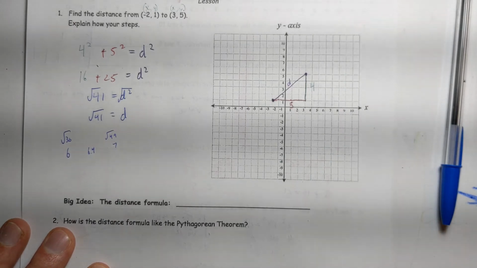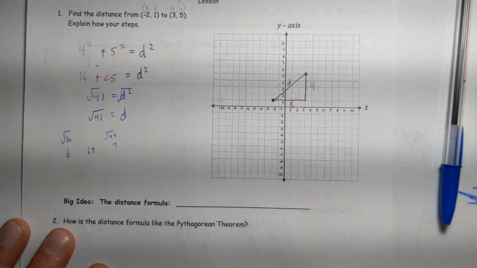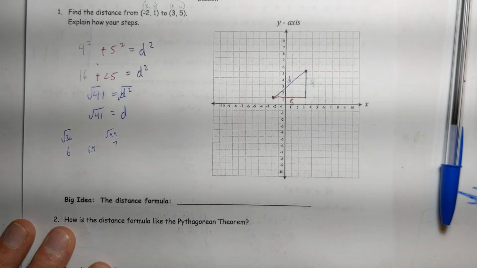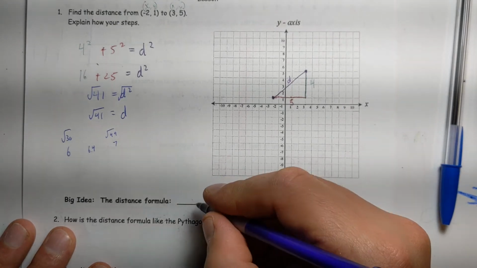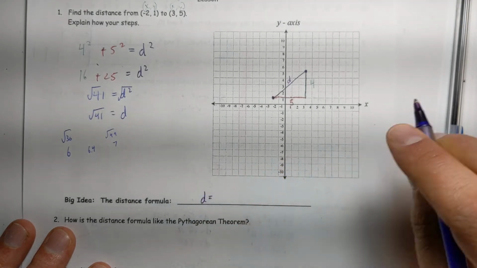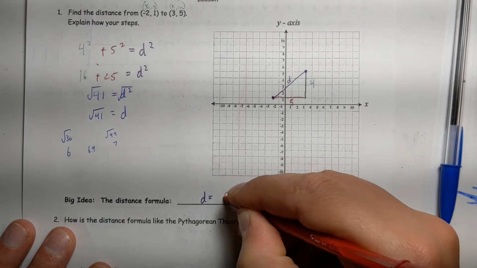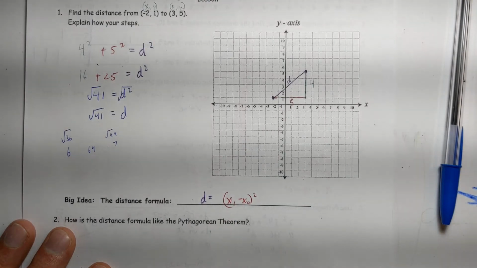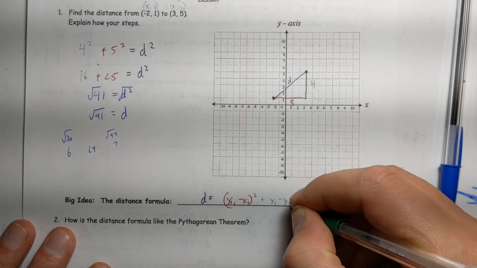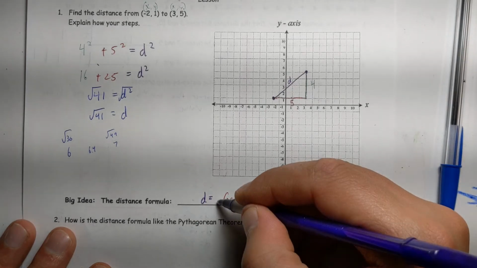So all we have to do is Pythagorean theorem. These are just simple enough that we can count. However, what is the distance formula on a graph? Well, the distance formula is D equals x1 minus x2 squared plus y1 minus y2 squared, and then you just have to take the square root of all of that.